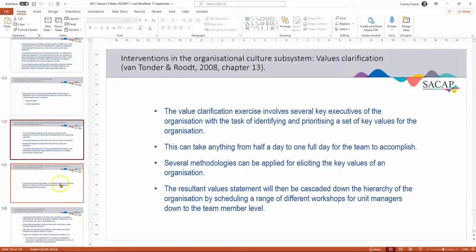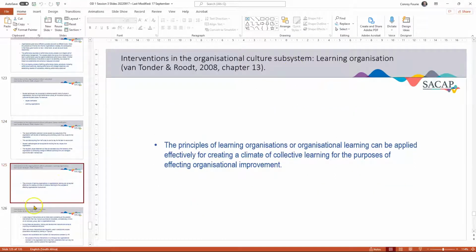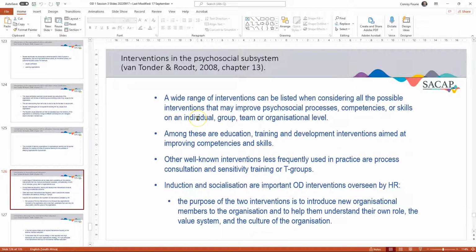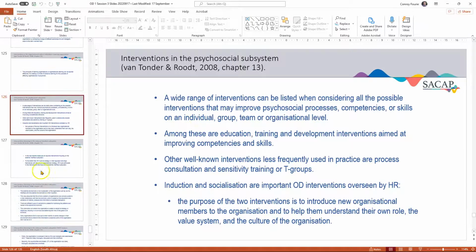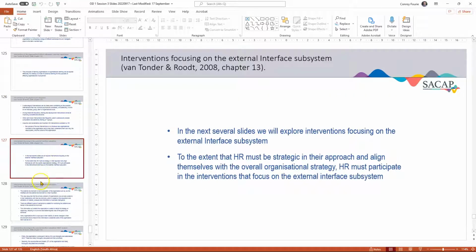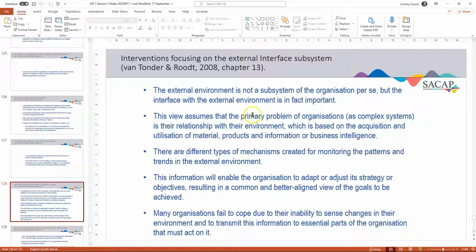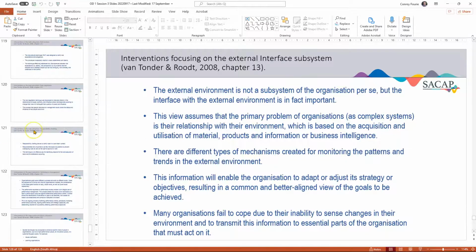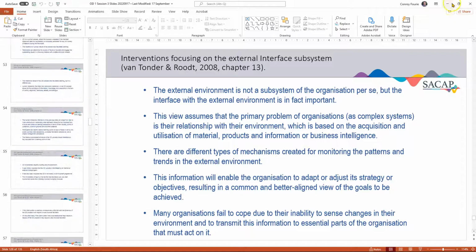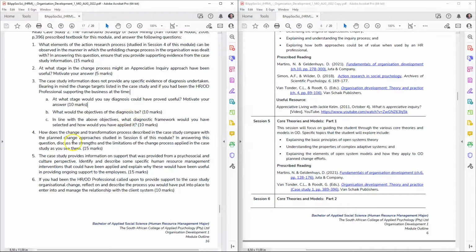Values clarification. What else do I have here? Learning organization. Okay, so have I got anything else here? No. So have a look at that question, with this as a broad background as to what we're looking for there.